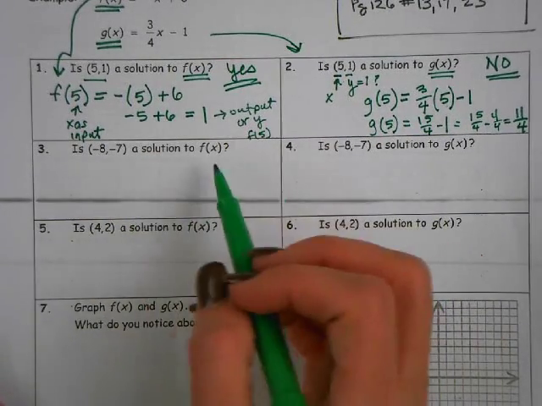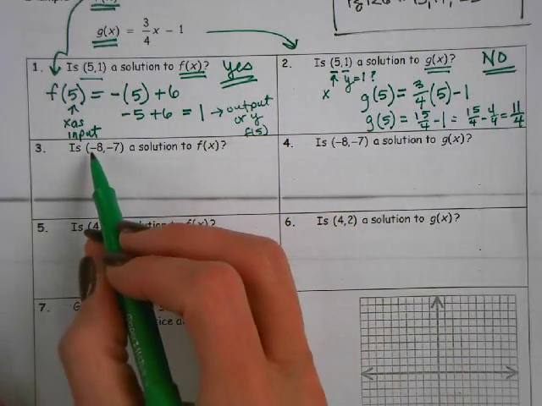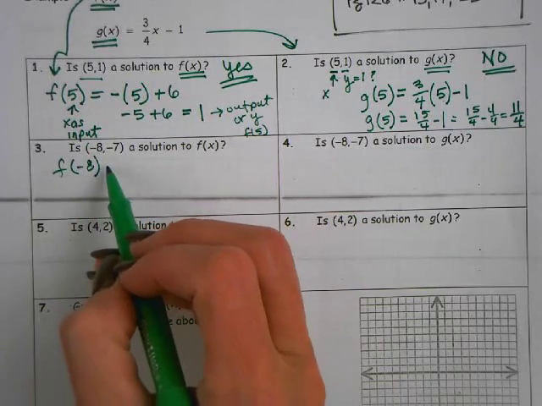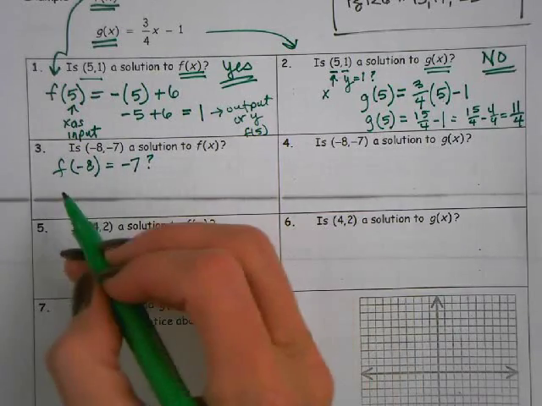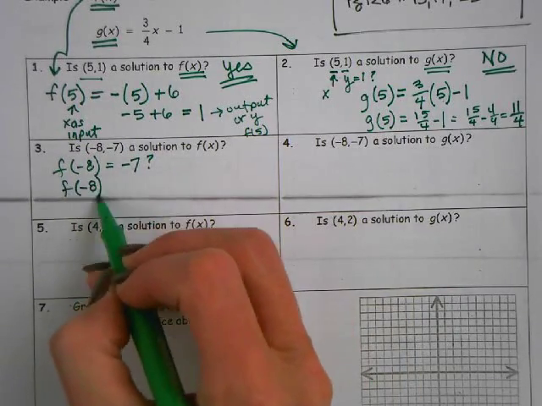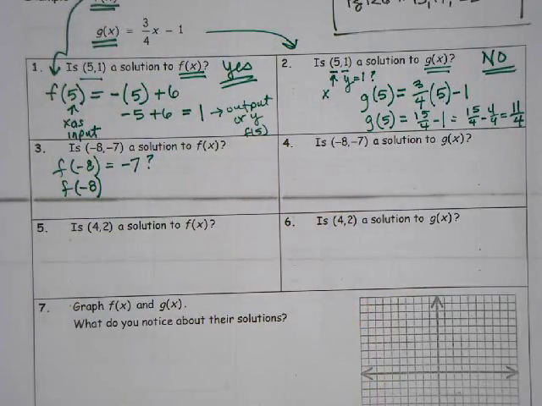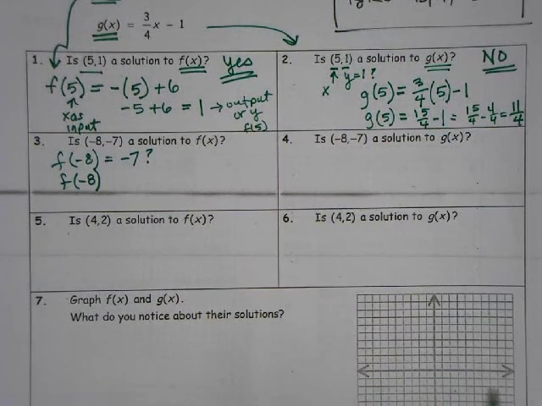So what I'd like you to do is to mathematically decide if f of negative 8 equals negative 7. That's the question. So f of negative 8, plug in negative 8 to your f of x equation and see if you get negative 7. So go ahead and give it a shot and see what you guys get.